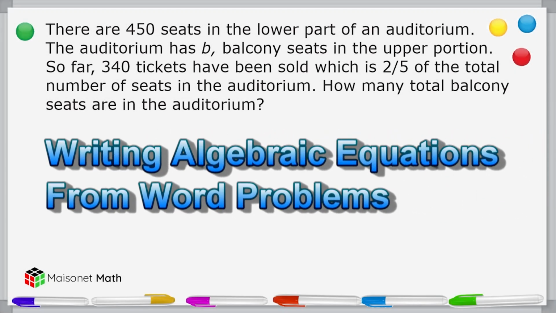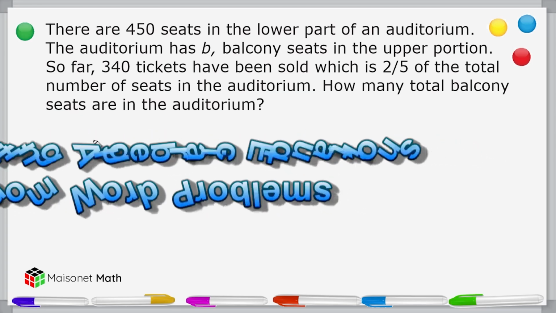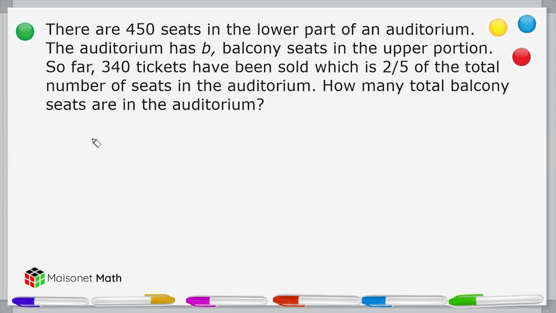what we're going to do in this math tutorial is read a word problem and set up an algebraic equation to solve the word problem. So this problem reads that there are 450 seats in the lower part of an auditorium. The auditorium has B balcony seats in the upper portion. So far, 340 tickets have been sold, which is 2/5 of the total number of seats in the auditorium. How many total balcony seats are there in the auditorium?